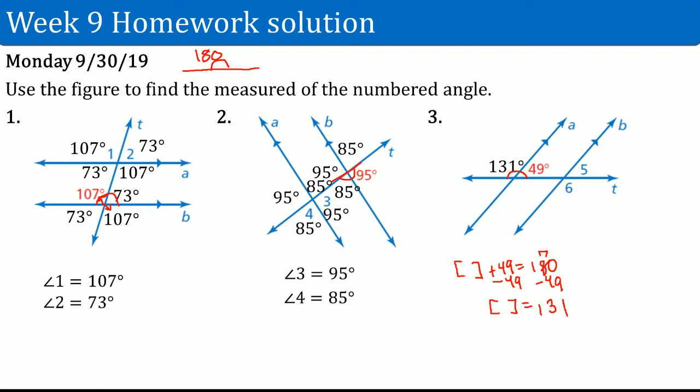So we could do vertical angles. This is 49, so this has to be 49 due to reflection. This is 31, and if we reflect it, it is 31 down here.